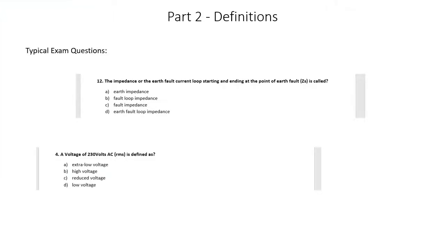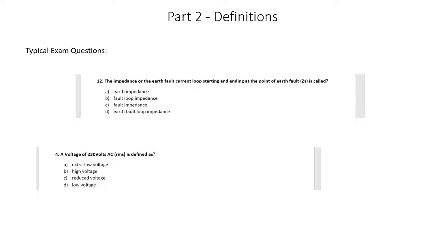Now then, what will the exam questions look like? Well, here's two typical questions. It's not just going to say what is the definition of fault impedance or what is the definition of low voltage. The question is going to be written in such a way, like here in question 12, the impedance of the earth fault current path starting and ending at the point of earth fault, ZS, is called. So how would we look that up in the definitions? Well, it's a multiple choice exam. We've got 4 answers. So let's look. A, earth impedance, is it there? No. Work through the answers one by one in the definition section till you find the right one.